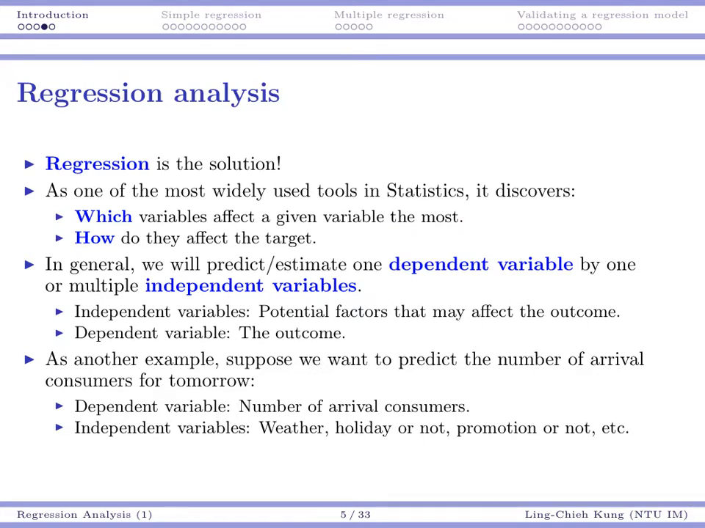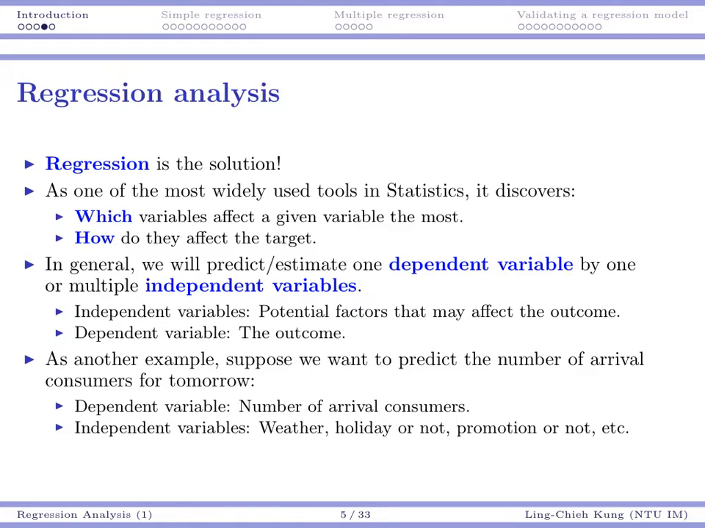In some sense, if we are talking about one variable, there may be multiple factors affecting the behavior of this variable, but we want to know what are the most important key factors. That can be answered by regression. Or when we want to talk about how these key factors affect the target, then again, the regression model can give us an answer, or at least a suggested answer.